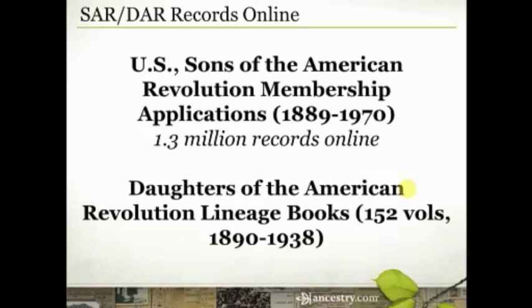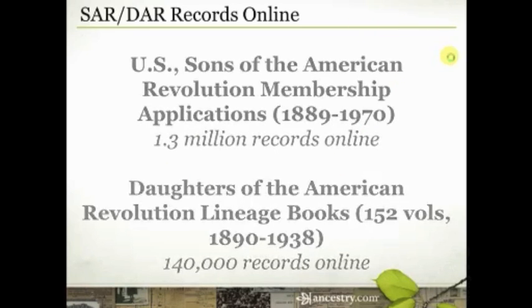The Daughters of the American Revolution database, remember, it's just some digitized books. So the results are going to look a little bit different, but the information contained in them is almost identical. If you want further information, you can contact the DAR. And the way that those have been indexed, 140,000 records online, because each application is counted as a single record.